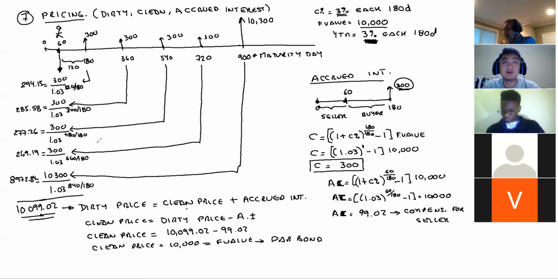So how it actually would work is that I'll buy it from you for 10,099.02, but I'll also receive the entire 300 coupon. Yes, when you arrive to period 180, you're going to receive the complete 300. But you know that from this 300, you have already paid in advance $99 that corresponds to the seller. Right? That's exactly correct.